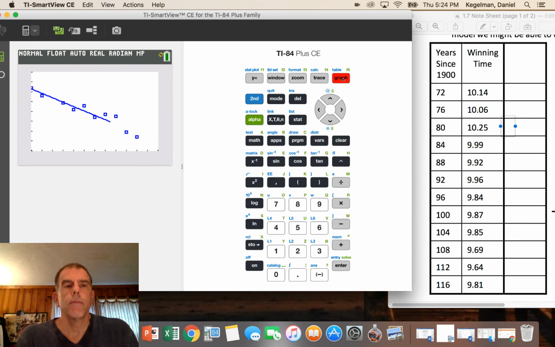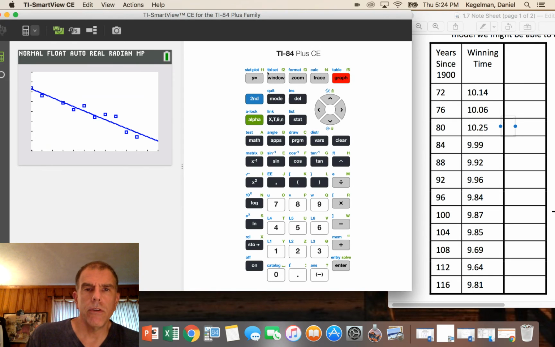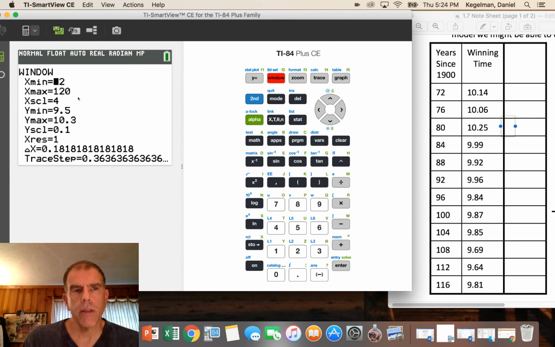And there we go. Now, again, that may look pretty linear, but what we could do at this point is say, all right, let's see what's going on here. If we were to take a look at our window, and rather than stopping at 120, the year 120, which would be 2020, what if we go out to like 2050 or even later? Let's go out 150 years and see what our graph looks like now.